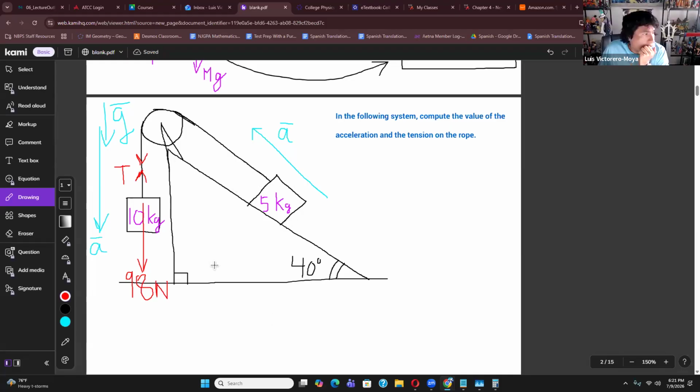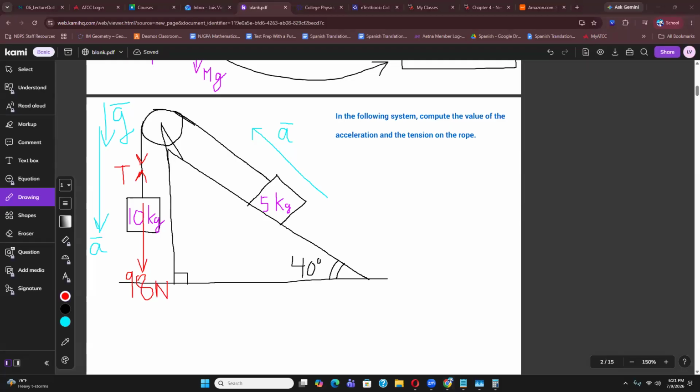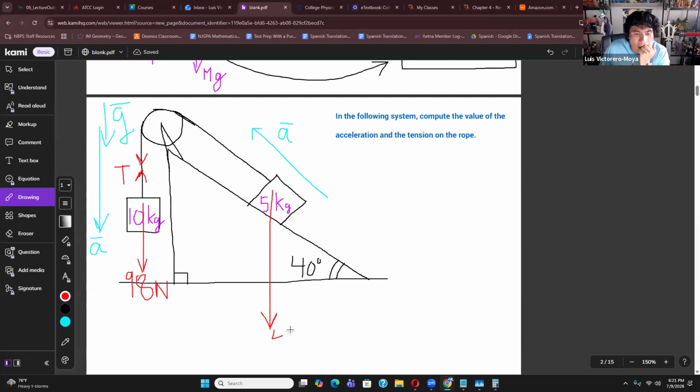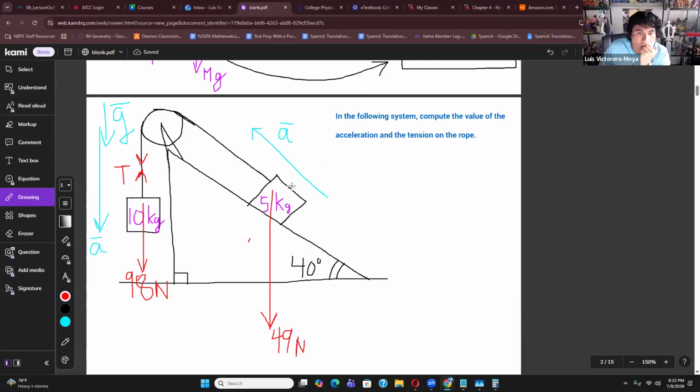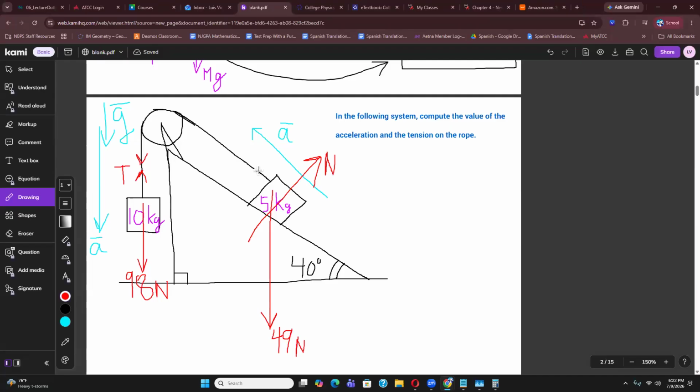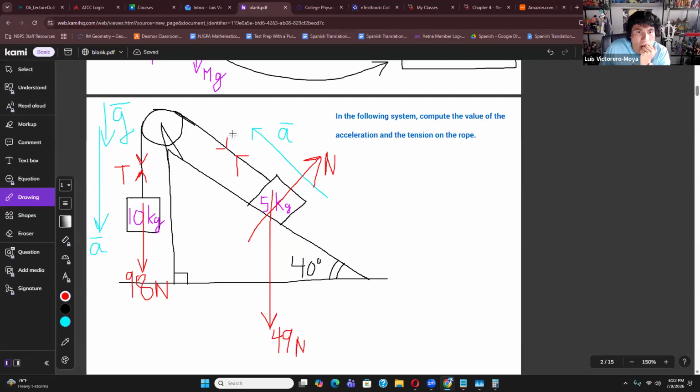What about for the 5 kilogram mass? 49 newtons. The weight. Yeah. And what else? Normal force. Normal. And the tension on the rope. Tension, right? Yeah. What's this?